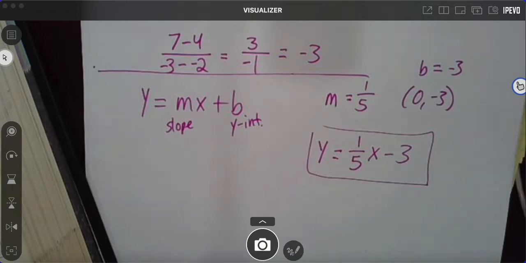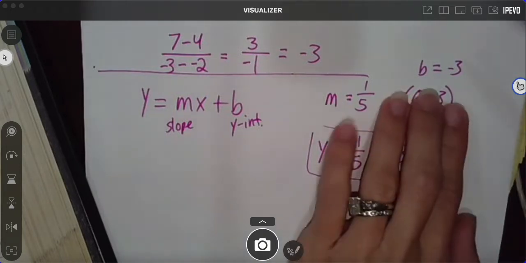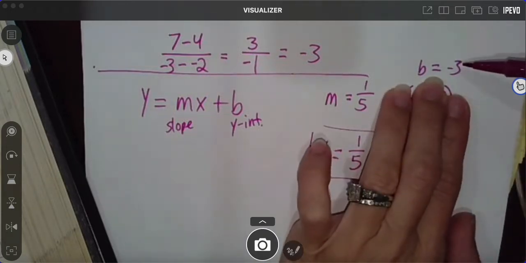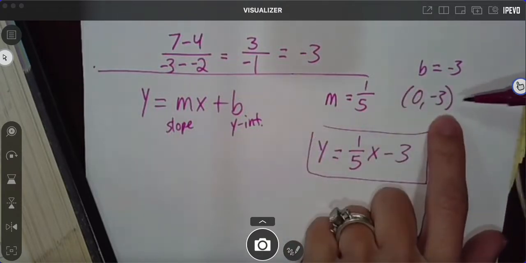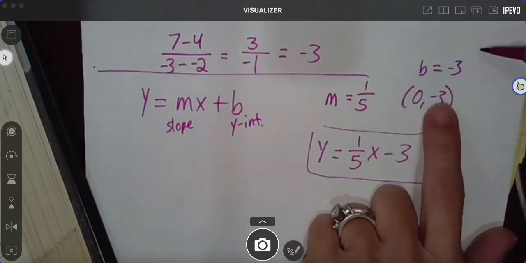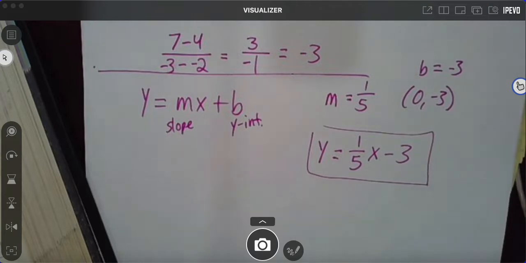Okay? Not last year, in Algebra 1, they wrote it like this. But in Algebra 2, they're writing it like this. So you'll know, oh, that's the y-intercept. So we plug in -3.